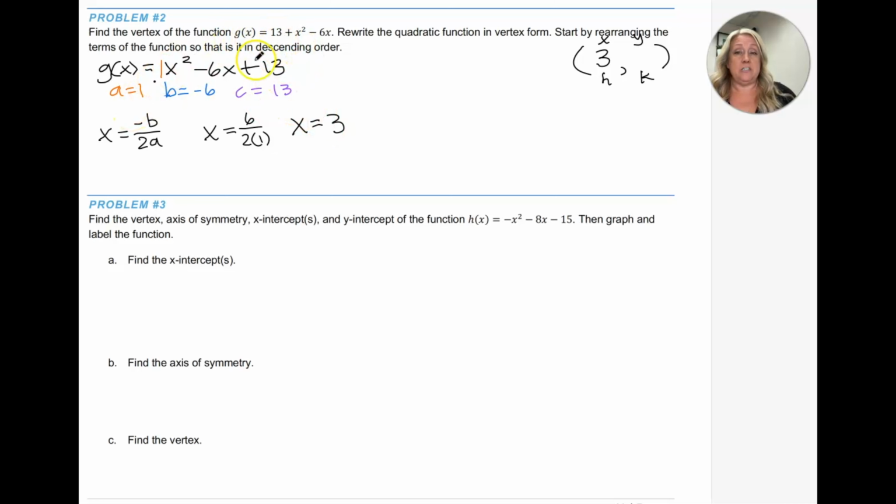Now that we've found that x is 3, now I can substitute that back into our g of x equation, and I'm going to substitute it into this one where we rearranged the order of it. Here is our equation, and now I'm going to substitute that x equals 3, everywhere I had an x. So I'll have 3 squared minus 6 times 3 plus 13.